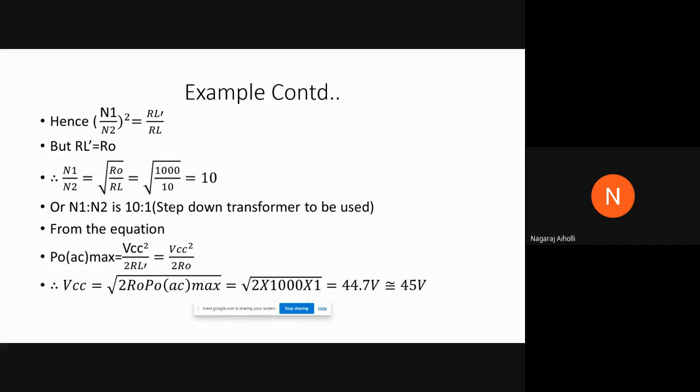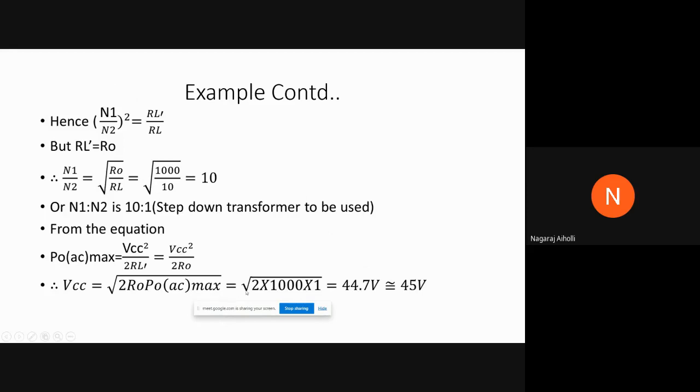Now we also know the equation P naught AC max, the maximum AC output power, is given by VCC square by 2 RL dash. Just now we have derived this equation in terms of supply voltage and resistance of the primary winding. That is VCC square by 2 R naught, because RL dash is R naught here. If I rearrange for VCC, VCC square is equal to 2 R naught into P naught AC max, or VCC will be equal to square root of 2 R naught P naught AC max.